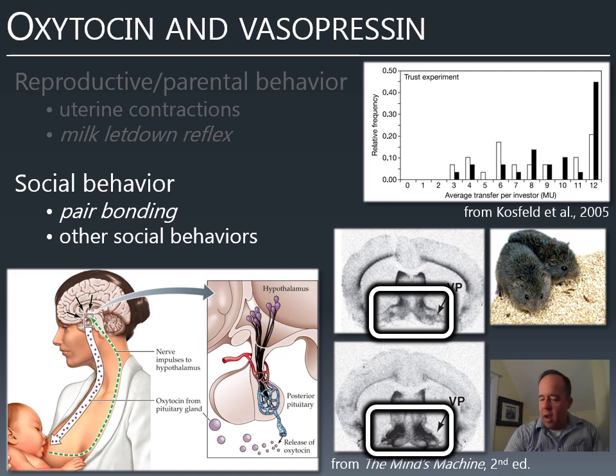And these are complex behaviors. We're no longer talking about little rodents like prairie voles, we're talking about people. And so oxytocin and vasopressin seem to have a role, an important one, in human social behavior as well, even if that behavior is not as automatic, even if it's a more complex behavior.